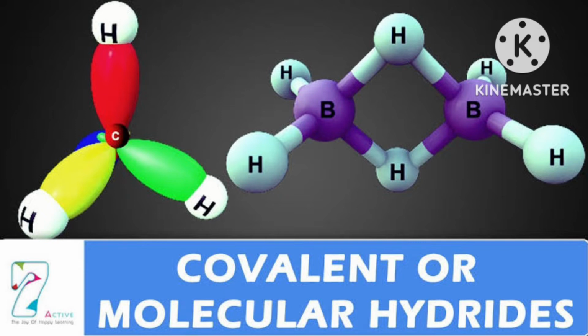The ionic hydrides are crystalline, non-volatile and non-conducting in solid state. These are the main characteristics. However, their melts, means in melting condition, conduct electricity and on electrolysis liberate dihydrogen gas at the anode, which confirms the existence of the H minus ion, or hydride ion.